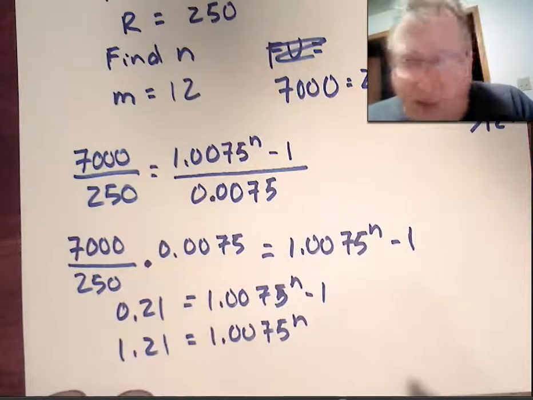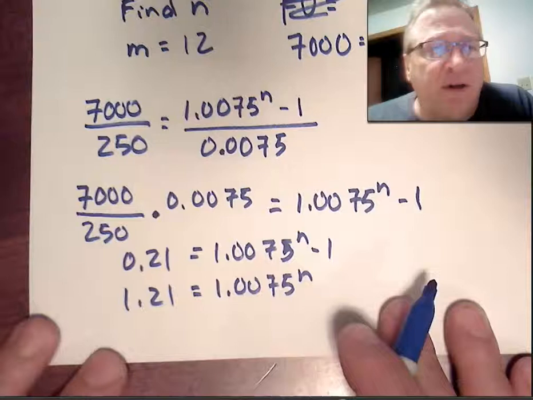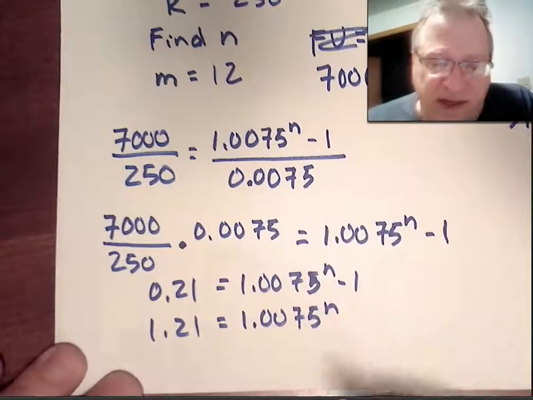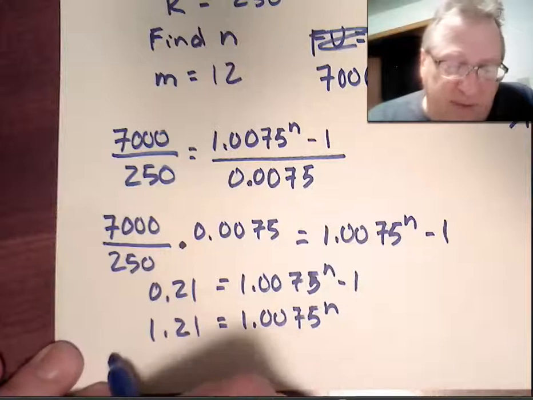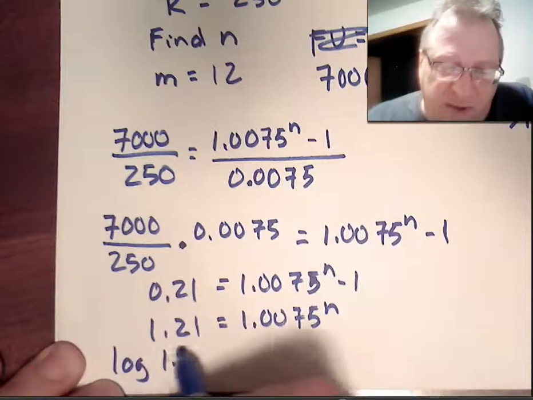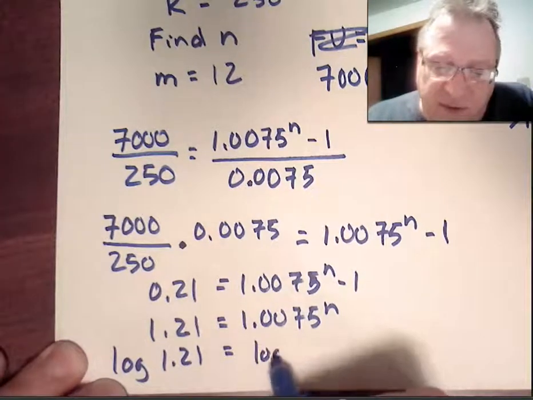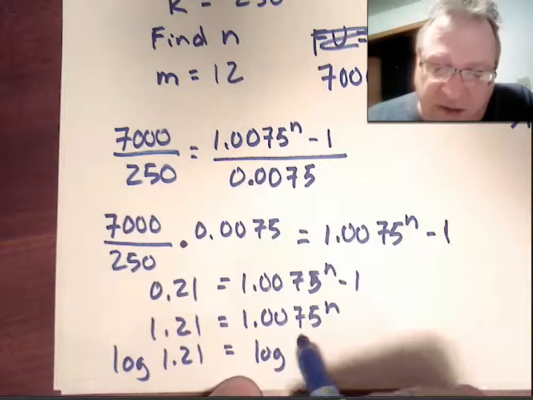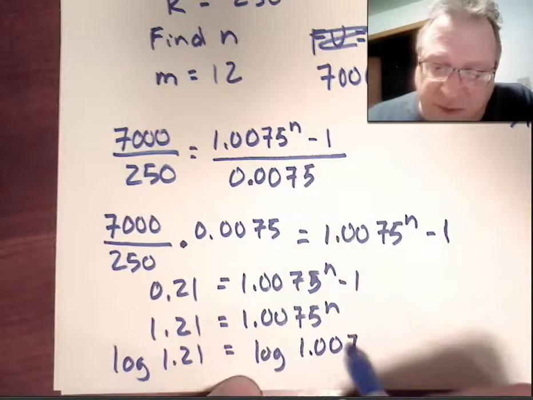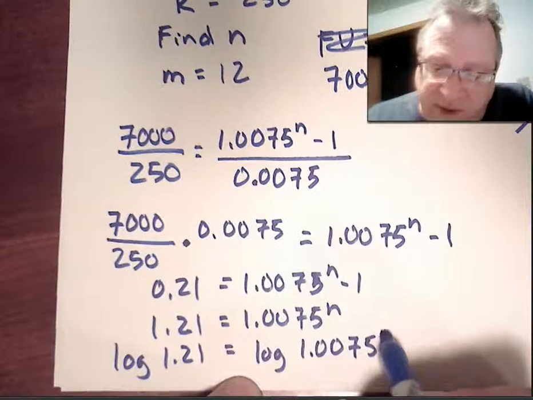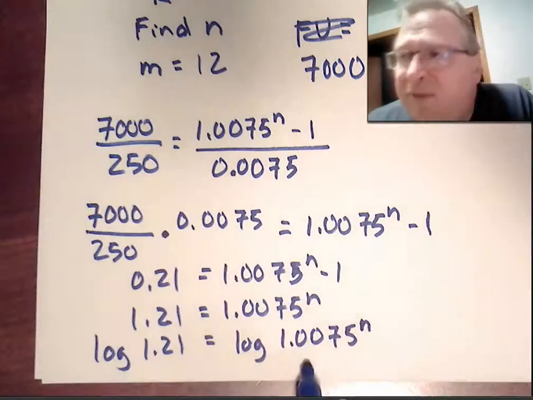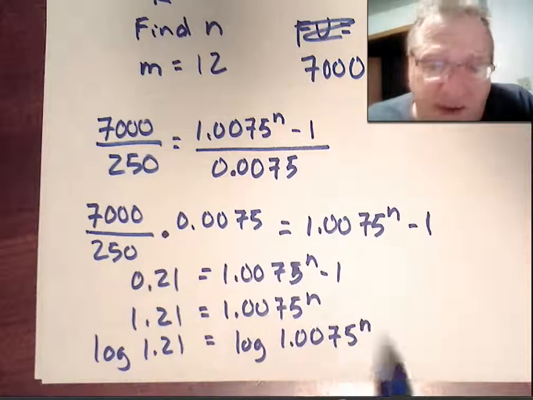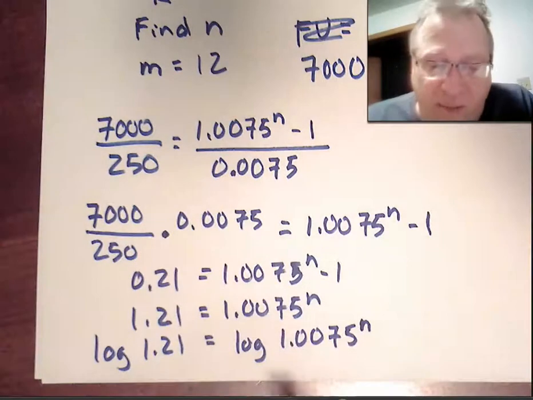Okay, now comes the logarithm part. There is a rule of logarithms that taking the log of both sides is a legitimate operation, so we will do that. I'll take the log of 1.21 is equal to the log of this number that I've said a billion times, 1.0075 raised to the n. And now that I've done that, logs have an operation. If you have the log of a number raised to a power, that power can come out front and be multiplied by the log of the number.